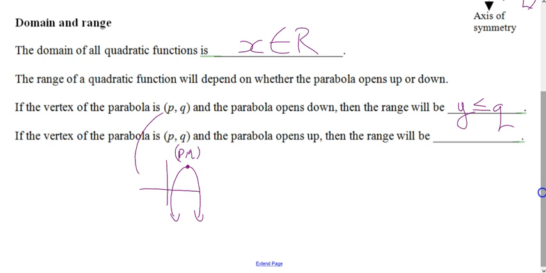Okay, what if it opens up? What's the range? y is greater than or equal to q. If it opens up, it has a minimum, meaning that all y values must be greater than or equal to the y-coordinate of the vertex. If it opens down, it has a maximum, which means that all y values must be less than or equal to the y-coordinate of the vertex.